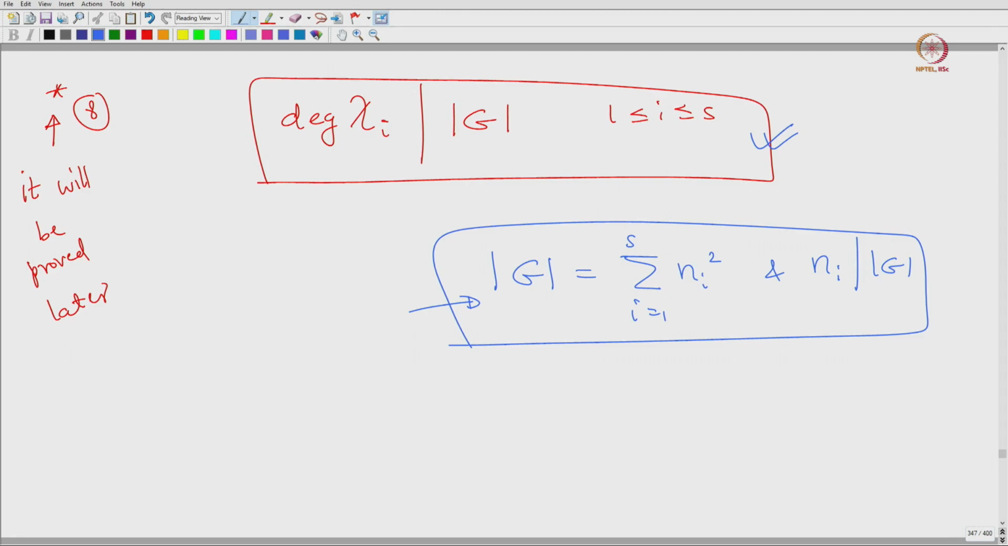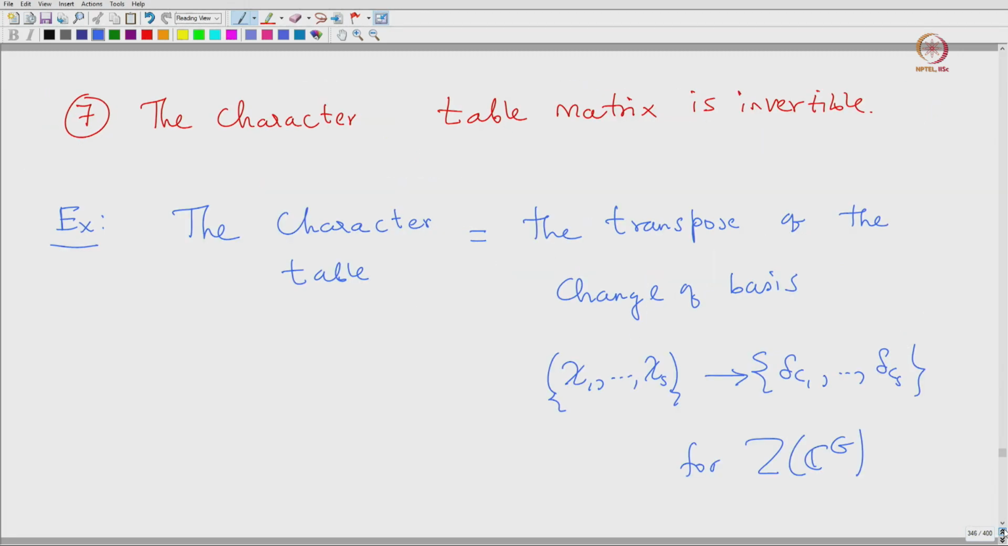But before that, let me make the following important observations. I will leave it as an exercise because I am going to use all these observations that we have made here later. So, the important fact is that the character table does not actually determine the group up to isomorphism.